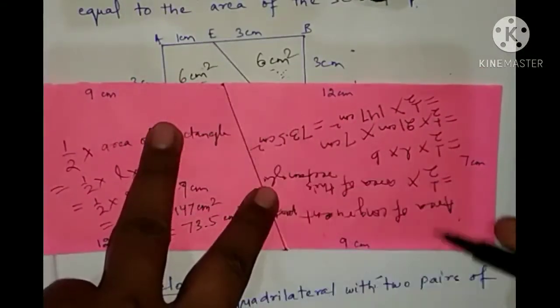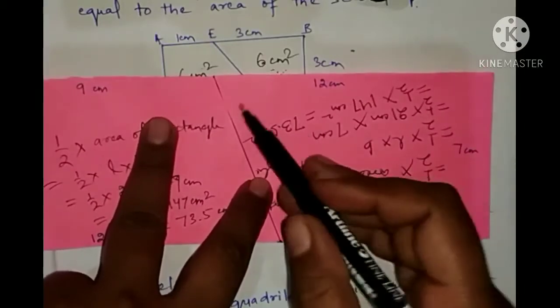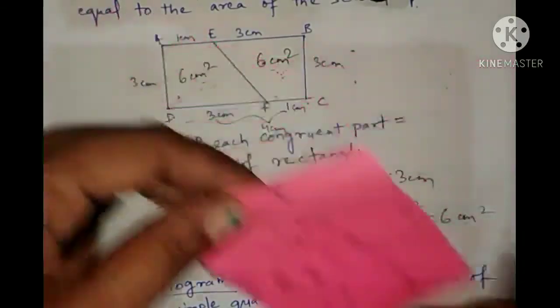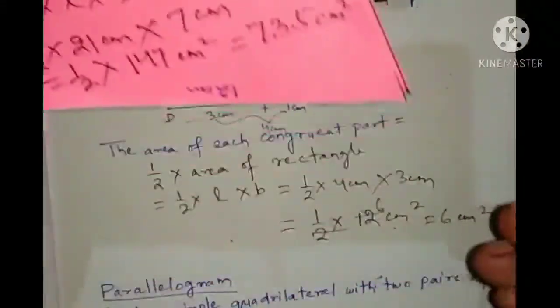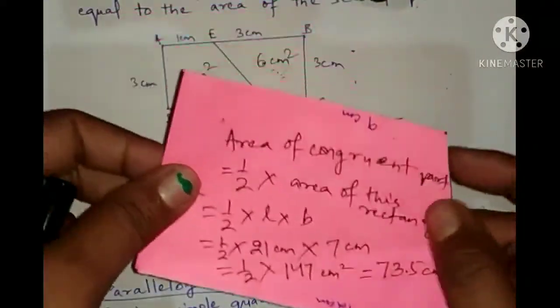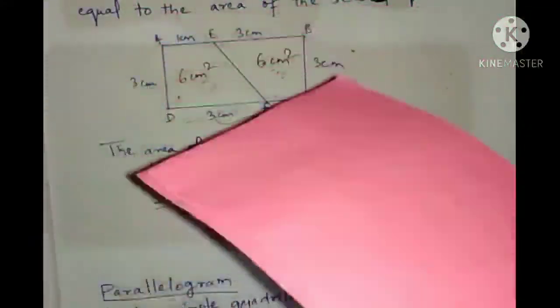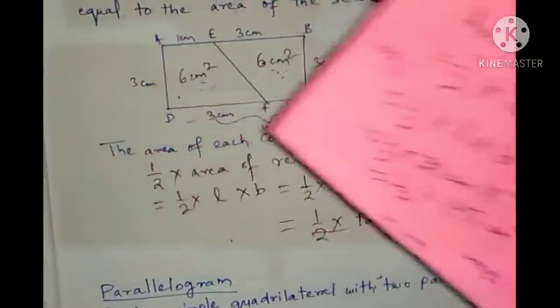Here I have taken 9 centimeter. Here I have taken 9. Here 12. Here 12. Then I have cut like this. So I got two congruent figures from a rectangle, and by this I had found out the area of what? Two congruent figures.